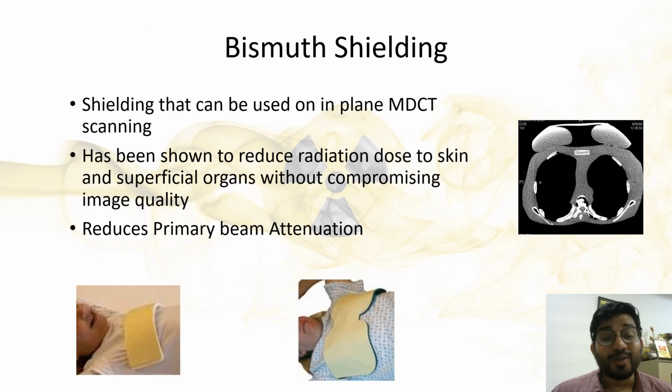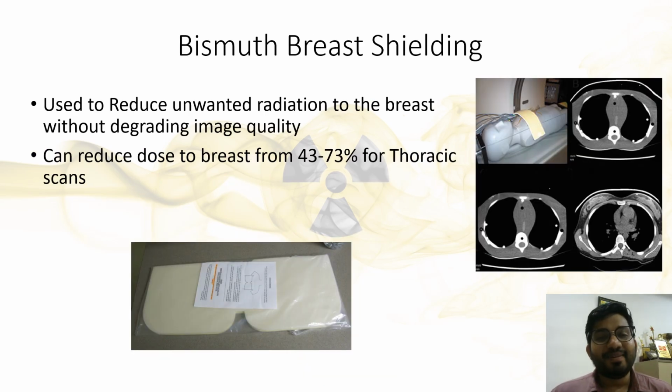Next, we will talk about bismuth shielding, a non-lead radio-opaque latex-based material used to reduce the radiation dose approximately 30 to 50% to superficial radiosensitive organs like the eye, thyroid, and breast. It has been shown to reduce radiation dose to skin and superficial organs without compromising image quality. That is the advantage when comparing with other shielding such as lead, and it reduces primary beam attenuation too.